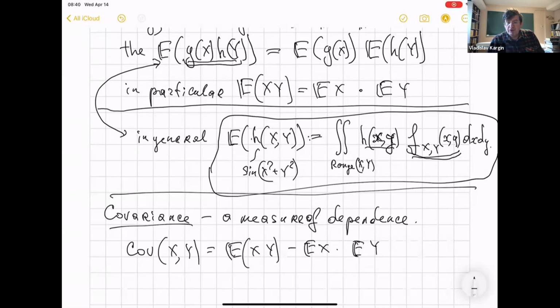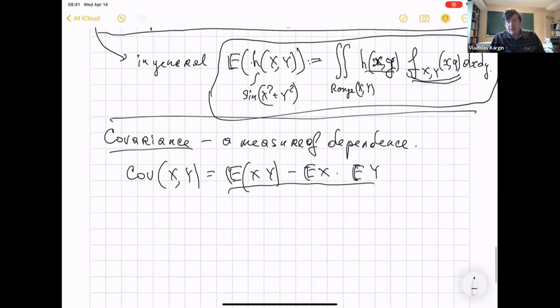If you look at the formula, the covariance of two independent random variables is equal to 0, because for independent random variables this difference will be equal to 0. If they are dependent, sometimes it can happen that their covariance is 0, but it happens rarely. It's a special situation, so it's a useful measure.